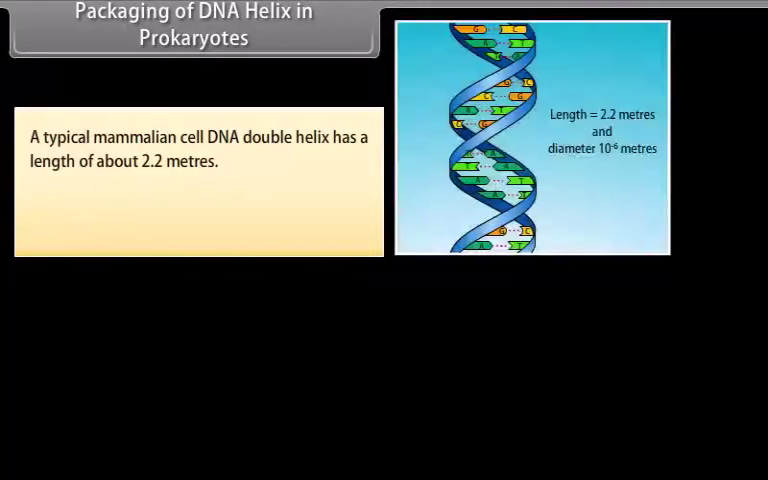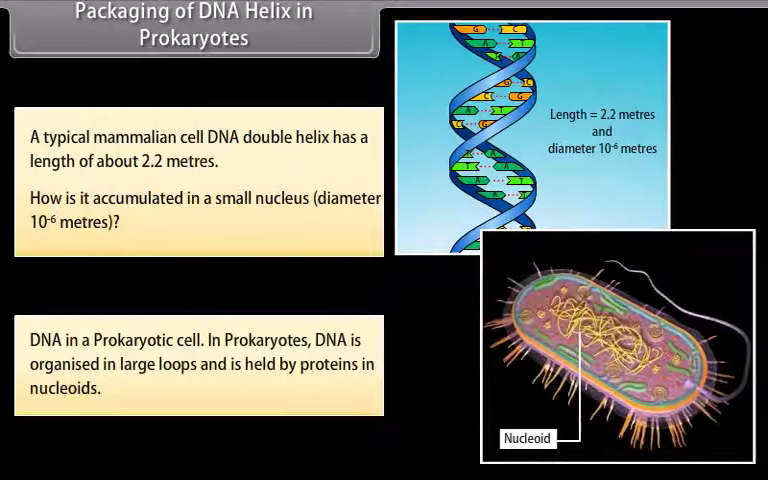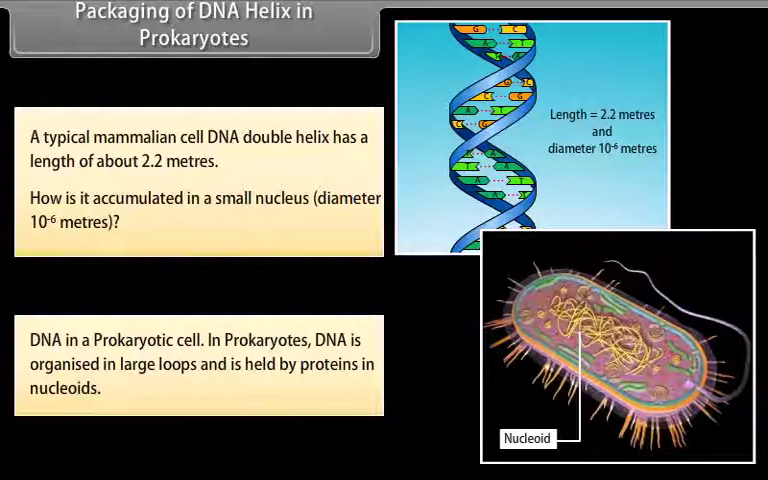Packaging of DNA helix in prokaryotes. A typical mammalian cell DNA double helix has a length of about 2.2 meters. How is it accommodated in a small nucleus? DNA in a prokaryotic cell. In prokaryotes, DNA is organized in large loops and is held by proteins in nucleoids.